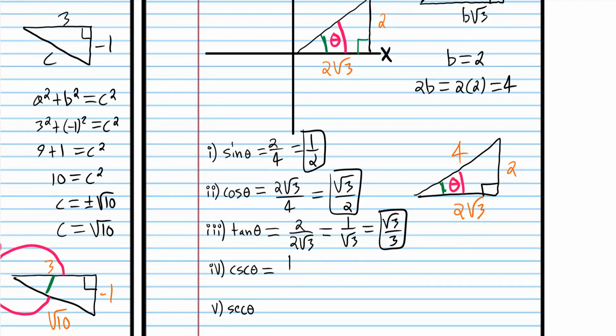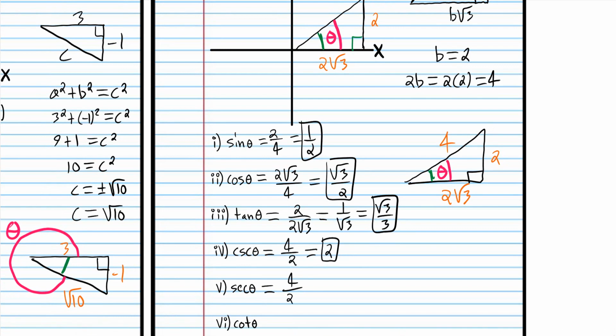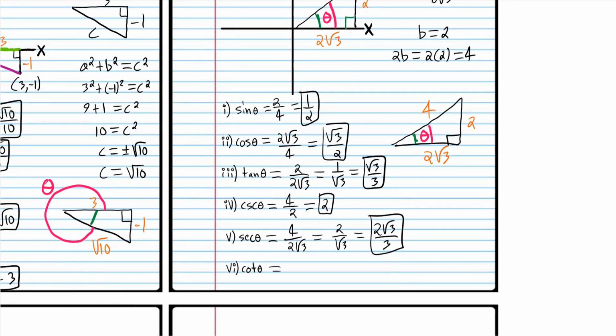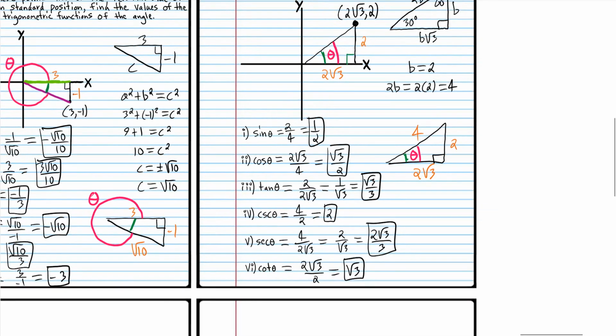Cosecant theta is the hypotenuse divided by the side opposite the green reference angle, and secant theta is the hypotenuse divided by the side adjacent the green reference angle. Divide both sides by 2 to simplify, then multiply both sides by √3 to rationalize the denominator. Cotangent theta is the side adjacent the green reference angle divided by the opposite side, and they cancel out, and we have √3.